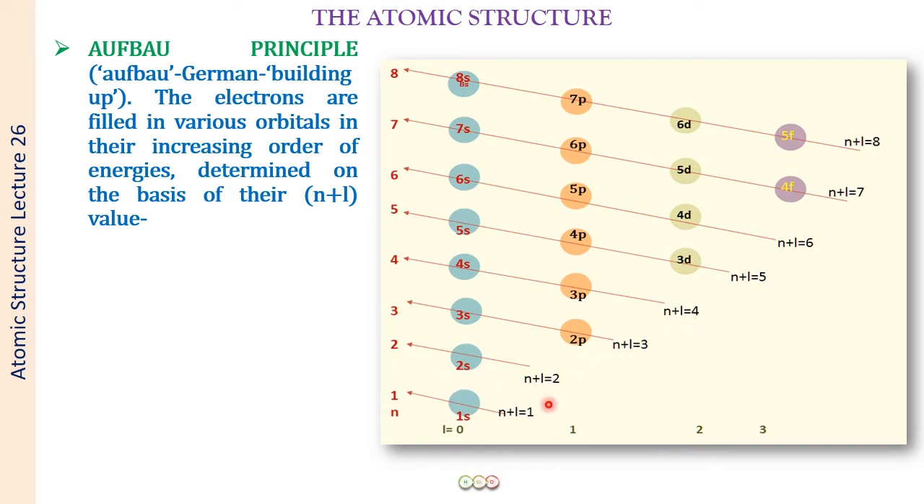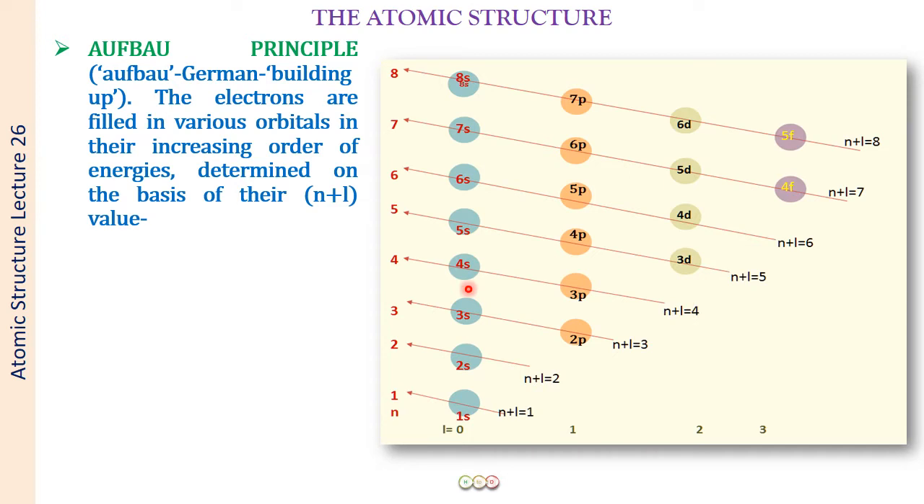Now when you have made these lines, you will be able to write the n plus l values. For the first line it is going to be 1, the second line is 2, third is 3, 4, 5, 6, 7, 8. And all those orbitals which are joined by the same line will have the same n plus l value that you learned calculating in the last lecture. For example, 2p: 2 is n and p is 1, so 2 plus 1 is 3. Similarly, for 3s, it is 3 plus 0, again 3. Similarly, n plus l will be the same for 3p and 4s and so on.